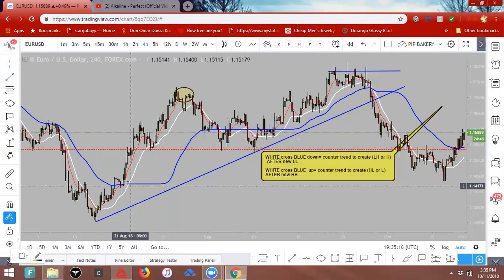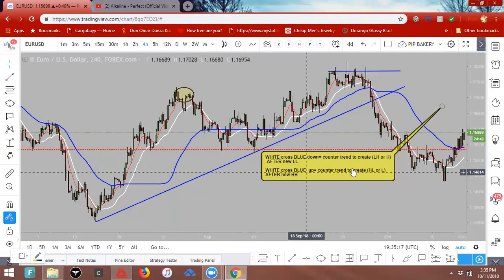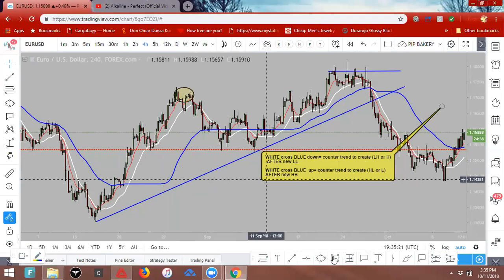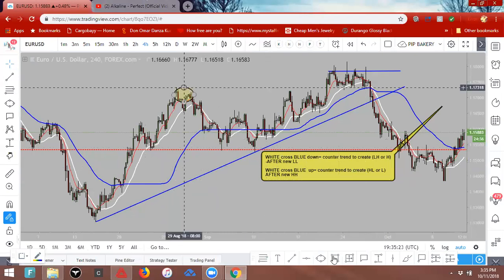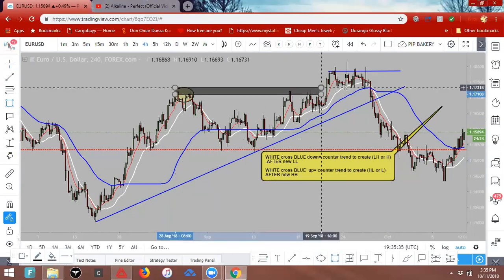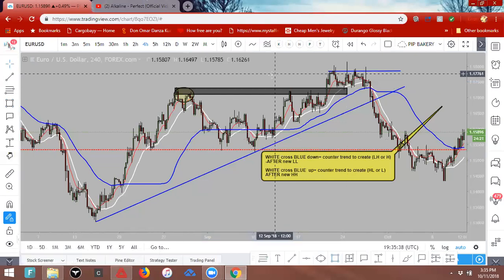Because this crossed over. White cross blue up, counter trend to create a higher low or a low after a new higher high. So I got a new higher high, which is right here. Whenever I get my higher highs, I automatically do this. It could be with this or it could be with a regular line. It doesn't matter. I automatically do this though. So once I get my higher high, I put that up there.